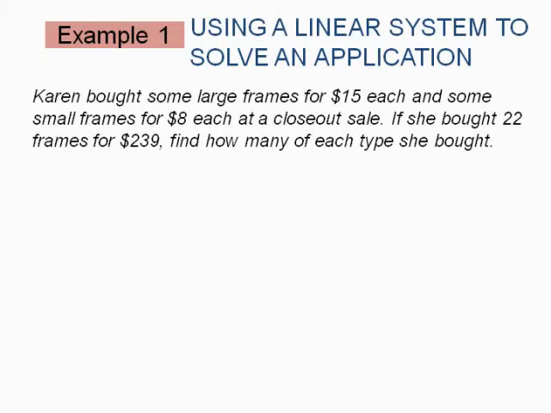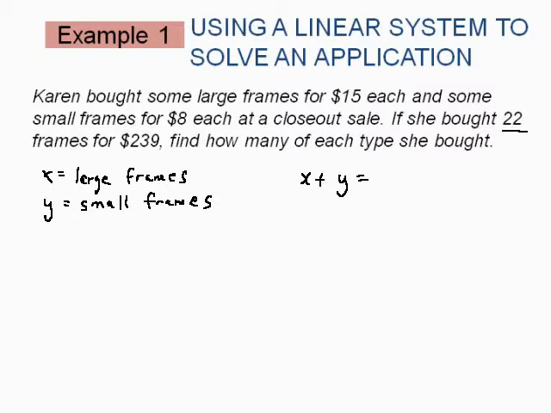So in this example, I think I'll go ahead and let X equal the large frames, and I'm going to let Y equal the small frames. So always define some variables here. Now what we're trying to do is write two equations involving both X and Y. Now one I'm looking at here, I know she's got 22 frames altogether. So I'm going to go ahead and put my first equation over here as X plus Y equals 22.